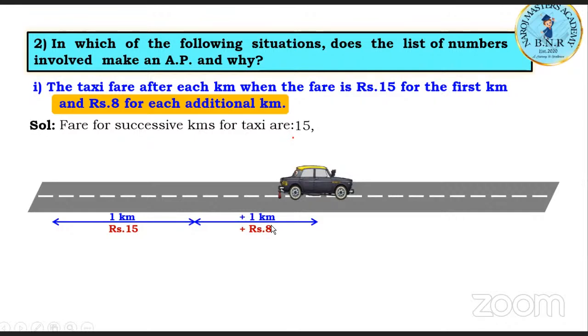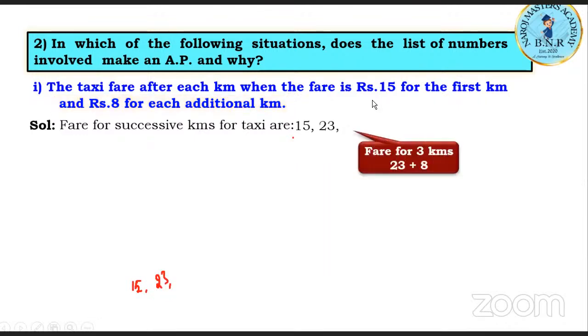15 plus 8. 15 plus 8 is how much? 23. So what is our next term here? First term is 15, then 23, if the taxi moves from the second place to the third place. Can you guess what is the next number? 31, sir. Can you guess what is the next number? 39. Is it right?